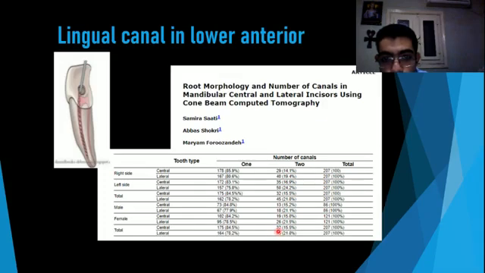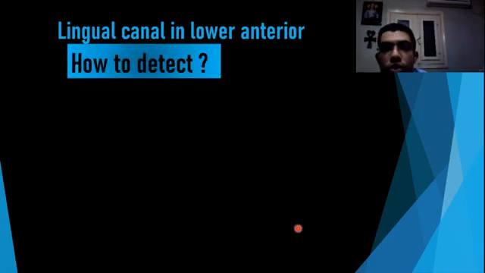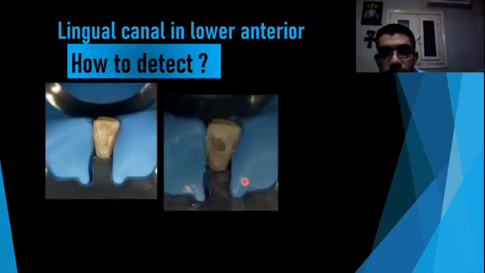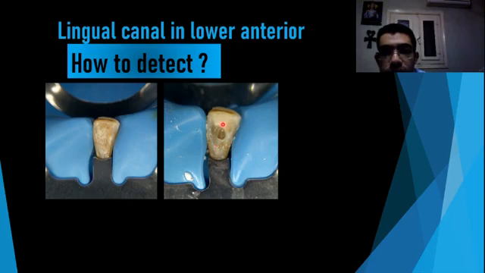32 is the number of teeth. It's about 15.5% in the lower central incisors and about 21% in the lower lateral incisors. So also it's not a small percentage. We have to search for it, and we have to suspect that every lower anterior tooth that we treat has two canals. So to detect this canal, we start to open our access, as we said, in the middle of the middle third above the cingulum.